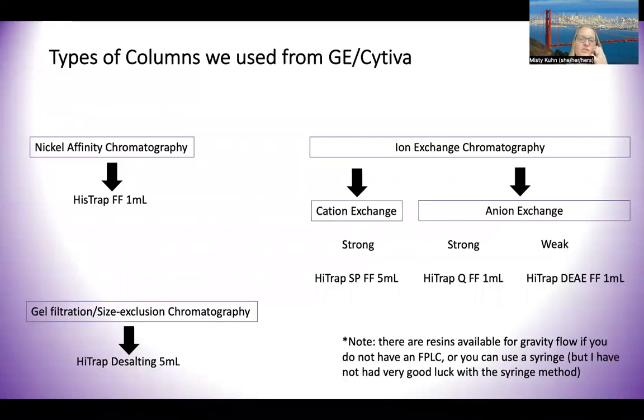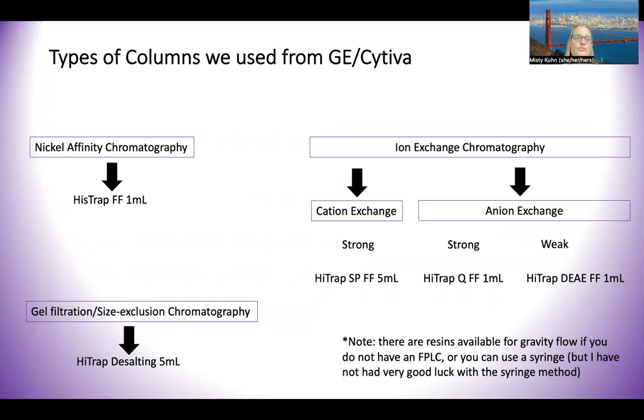So the different kinds of columns that we had, obviously nickel affinity, but then we had 2 different kinds of ion exchange columns. We had cation exchange, only strong cation exchange columns, and then we had 2 different kinds of anion exchange columns available. One was a strong anion exchange and another is a weak anion exchange.